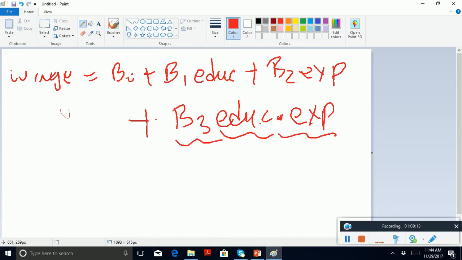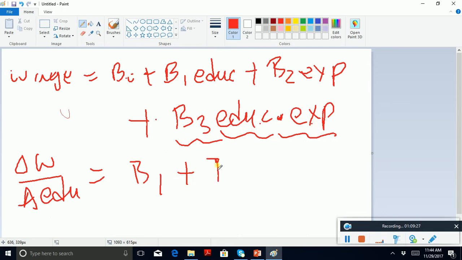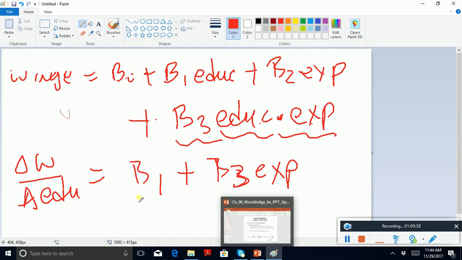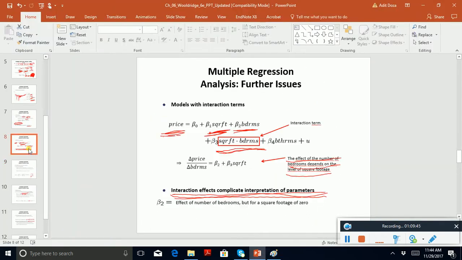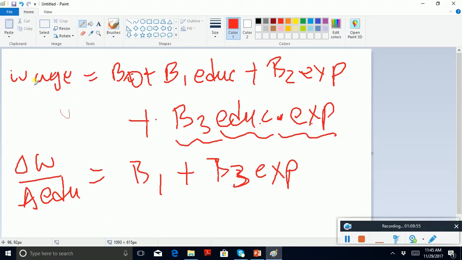So interaction terms are useful. If you take change in wage with respect to change in education, you will get beta 1 plus beta 3 experience, right? So if we relate back to our example, the effect of number of bedrooms depends on the level of square footage. So the effect of education on wages depends on the experience level as well, if you have an interaction term.